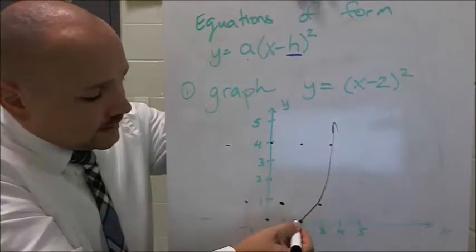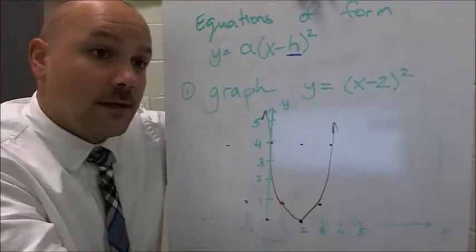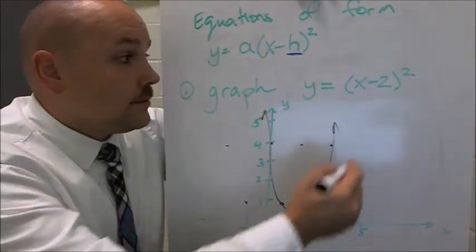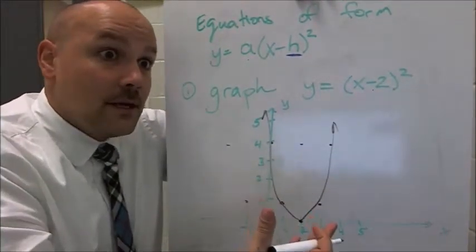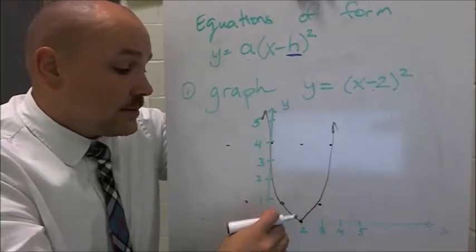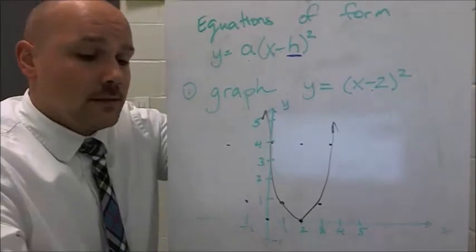It looks exactly the same, right? It's just moved over to the right. So all we have to do is figure out what this does to the vertex and then use the step pattern to go from the vertex out and up. Good, so let's try another one.